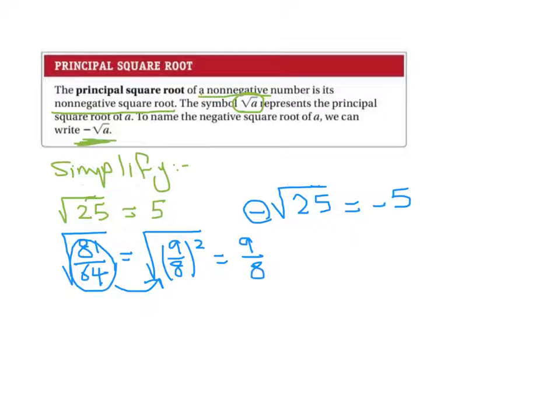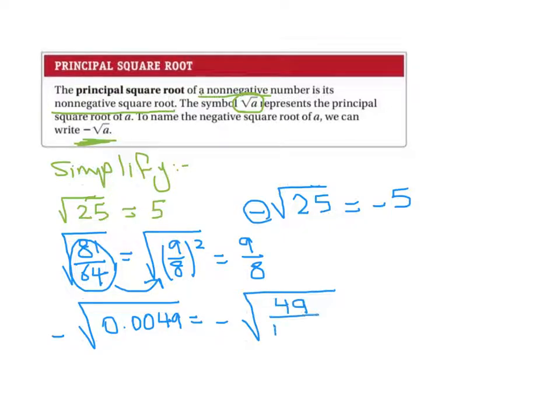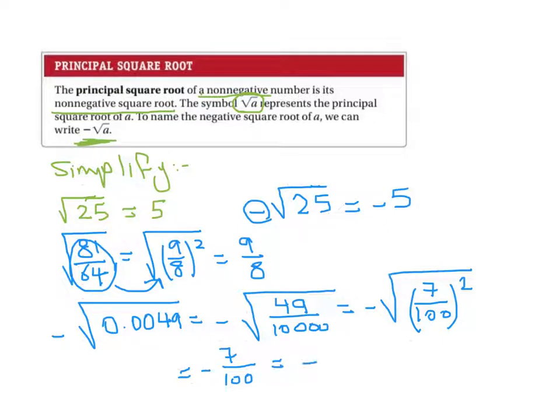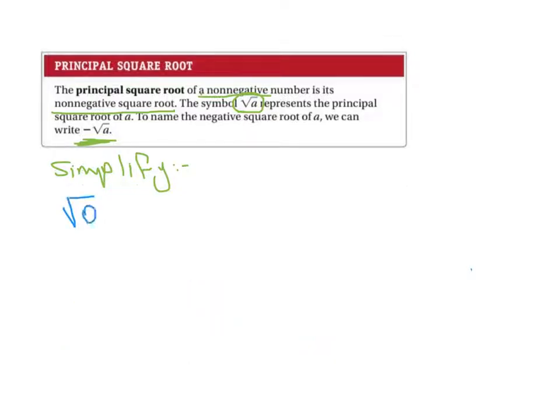What about negative square root of 0.0049? So here we can rewrite it as negative square root of 49 over 10,000. 49 means 7 squared, and 10,000 means 100 squared. So here it will be negative 7 over 100, equal to negative 0.07. What about radical 0? It is 0.